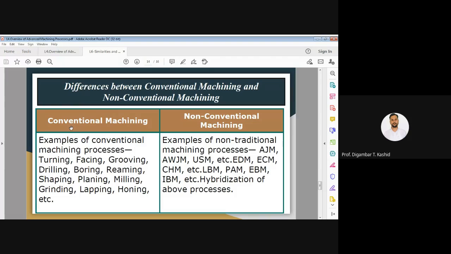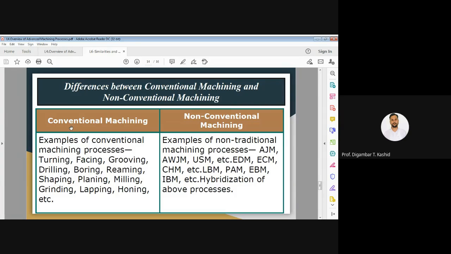Now, what are the examples of conventional and non-conventional machining? Examples of conventional machining processes are turning, facing, grooving, drilling, boring, reaming, shaping, honing, and milling. So these are our conventional machining processes.